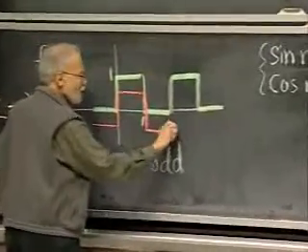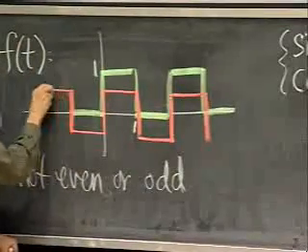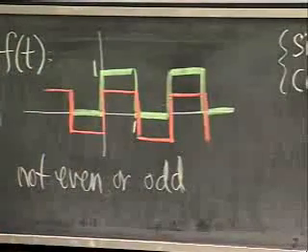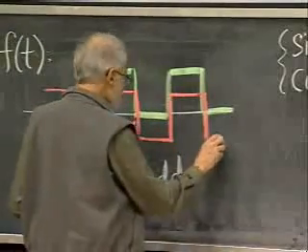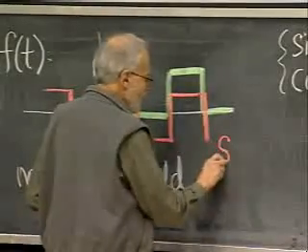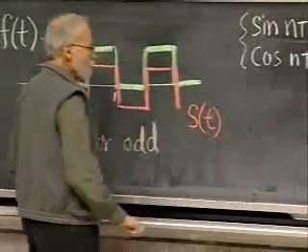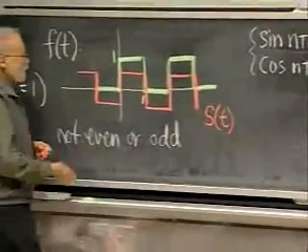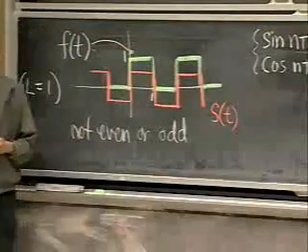Now it's an odd function. Okay, I just cut the work in half. So let's call this function, I don't know, S of t. The green one is the one we wanted to start with. So f of t is the green function.